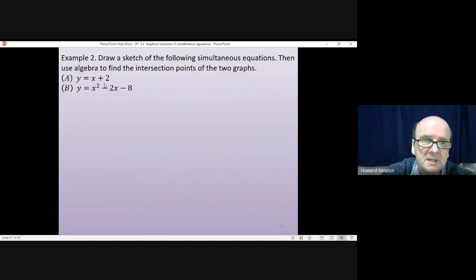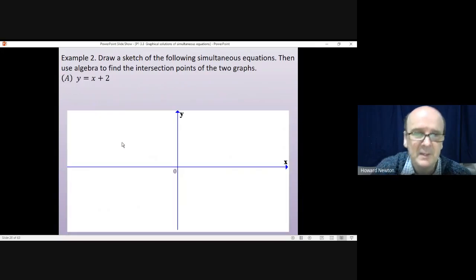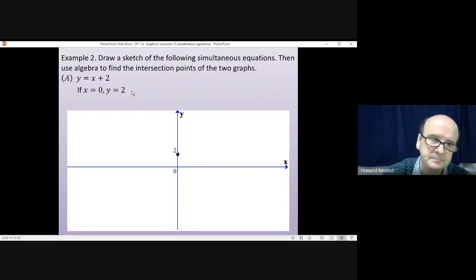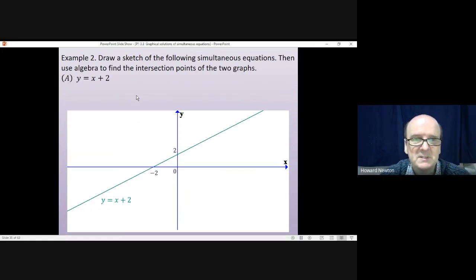Okay, let's have a look at these. We'll do the straight line first of all, y equals x plus 2. And again, if x equals 0, that means y will equal 2, which gives us the crossing point on the y-axis. If y equals 0, then that means x plus 2 equals 0, which means x equals minus 2, which gives us the crossing point on the x-axis. Then we can draw the line, y equals x plus 2.